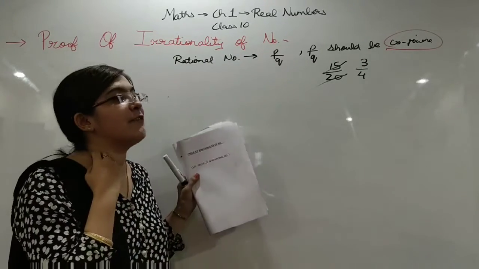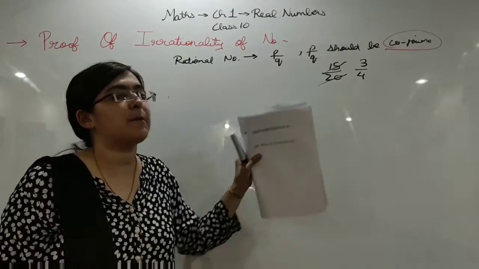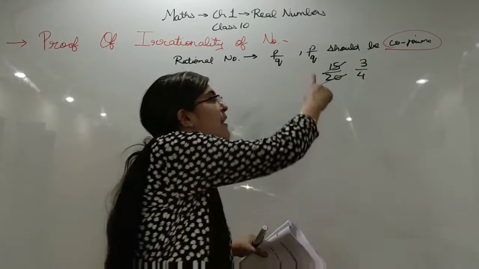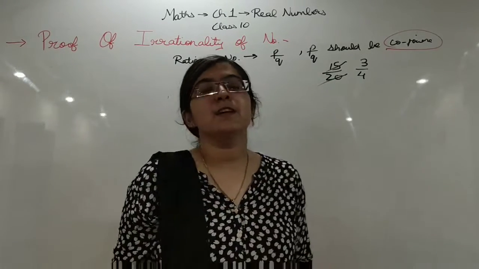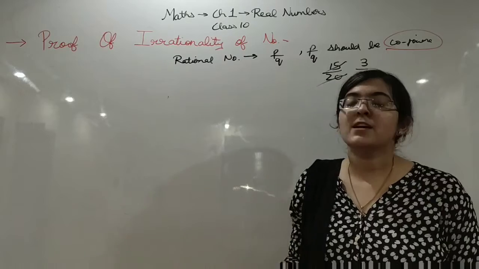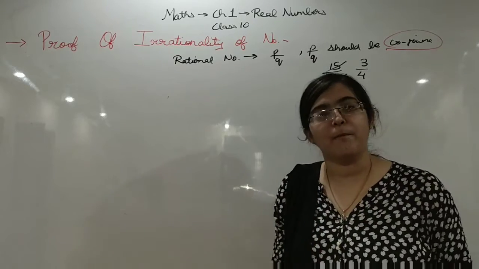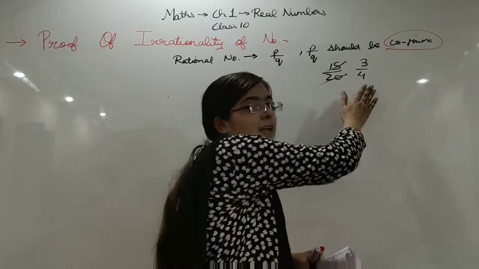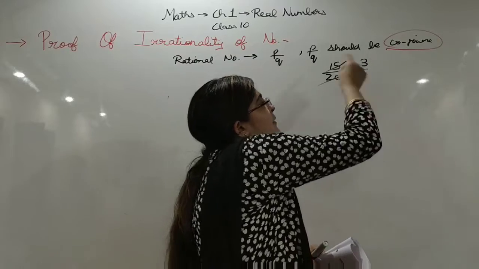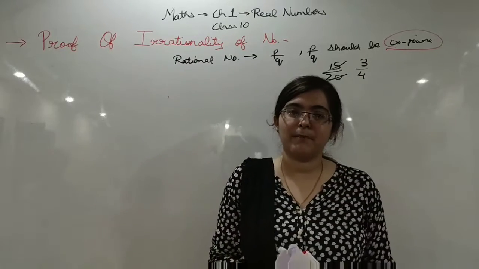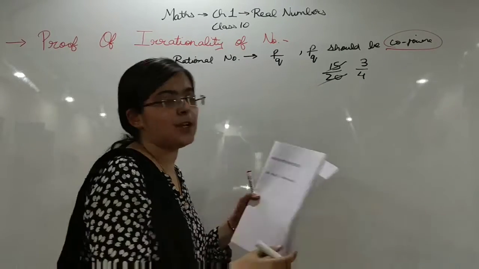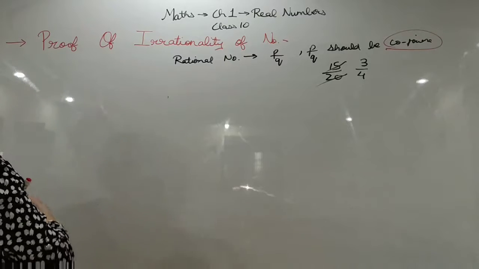So before solving these types of questions, remember that if I have written 15 by 20, they have a common factor, so this is not the correct form. You have to first bring it to the lowest form, and that is the standard form of a rational number. Remember this. Now see question number 40.